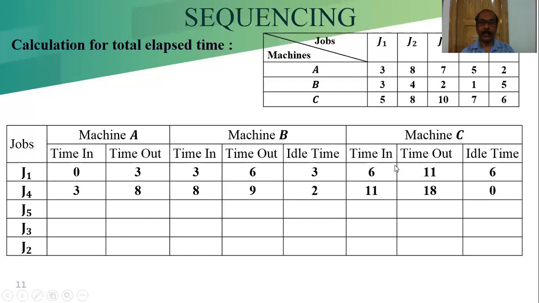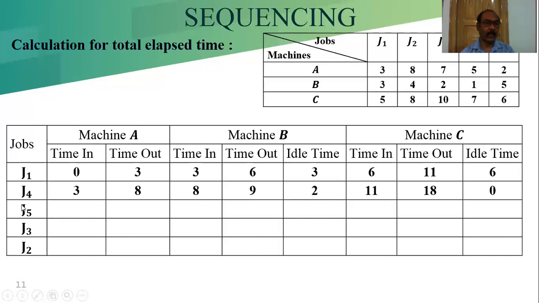Now here the timeout for job 1 in machine C is 11. So job 4 entered machine C in the 11th hour. The 11th hour is the timeout for job 1 and the time in for job 4, so there is no idle time. And the duration: job 4 duration in machine C is 7, so 11 plus 7 is equal to 18. And job 4 in machine B is 8 plus 1, equal to 9 hours.